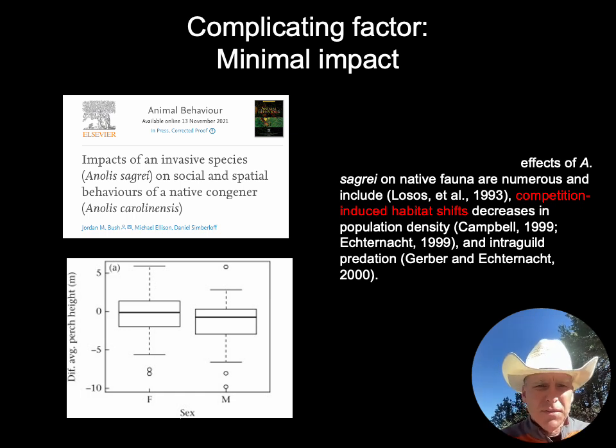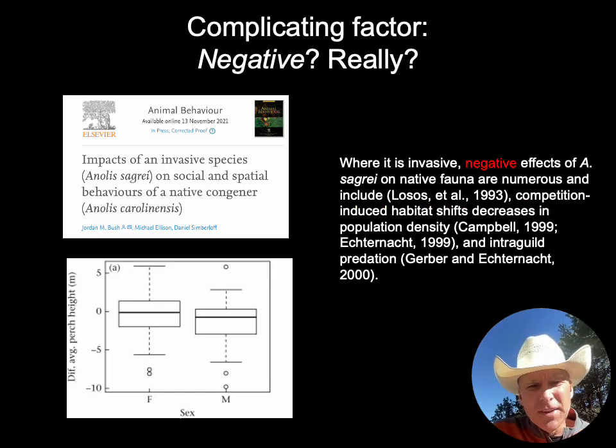That graph in the lower left here shows that green anoles perch slightly higher when brown anoles invaded, right? But just slightly. Look at those box plots. They're right next to each other. More importantly is this view that this is a negative effect. Like, why is it bad that a species is perching slightly higher?